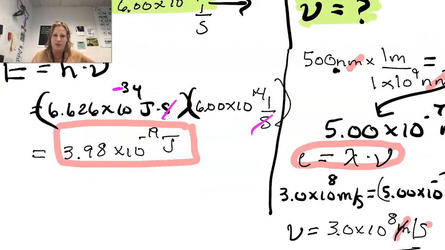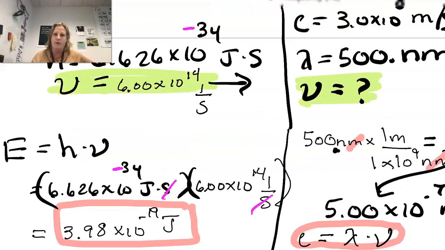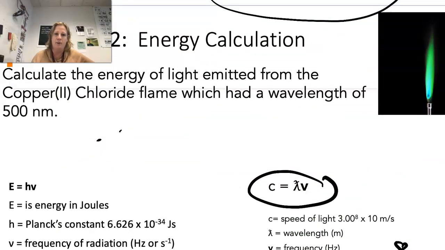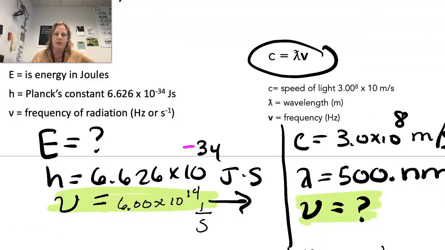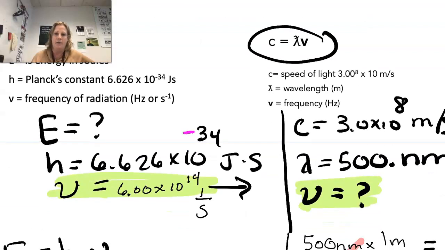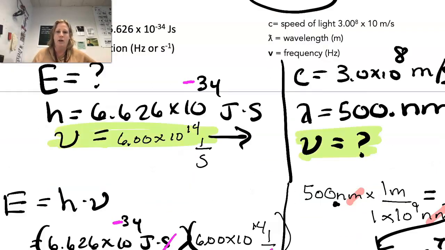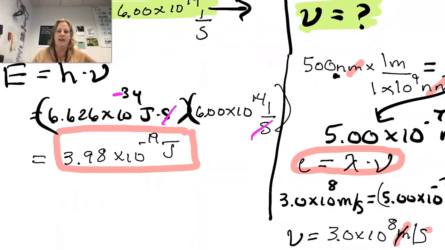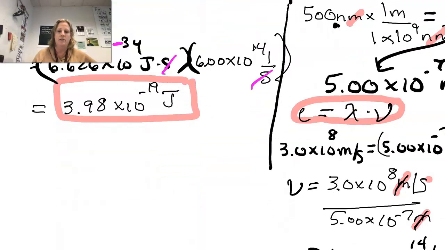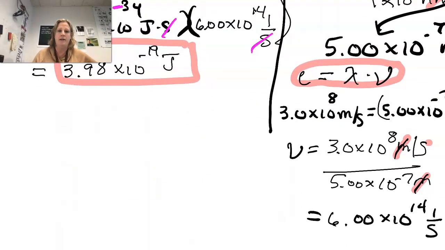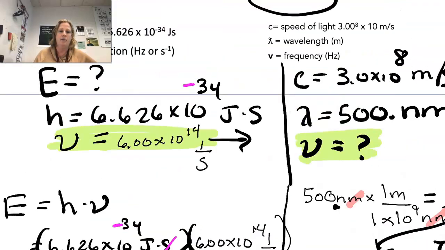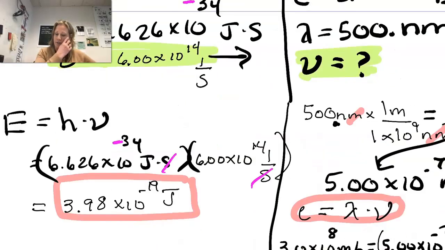I'll zoom out so you can see that we were trying to solve this problem, and I had to do the work on the right before I could use that answer, that frequency at the bottom there, 6.0 times 10 to the 14th. Then I could plug that in with Planck's constant and solve for energy. So if you have any questions, let me know.